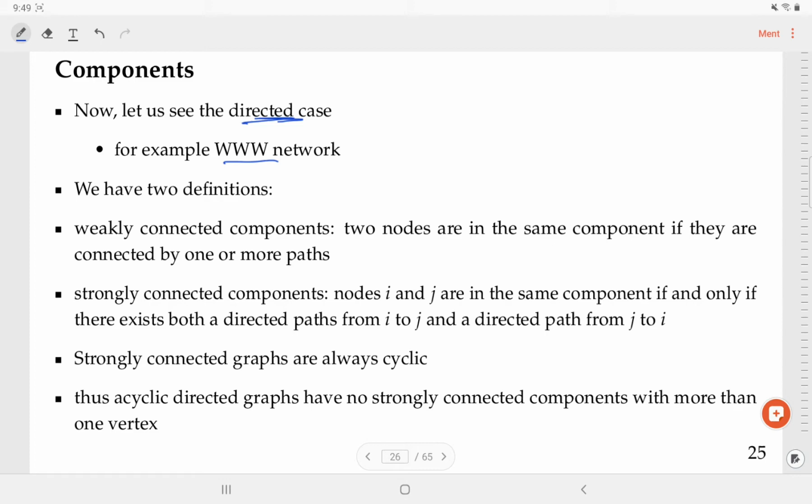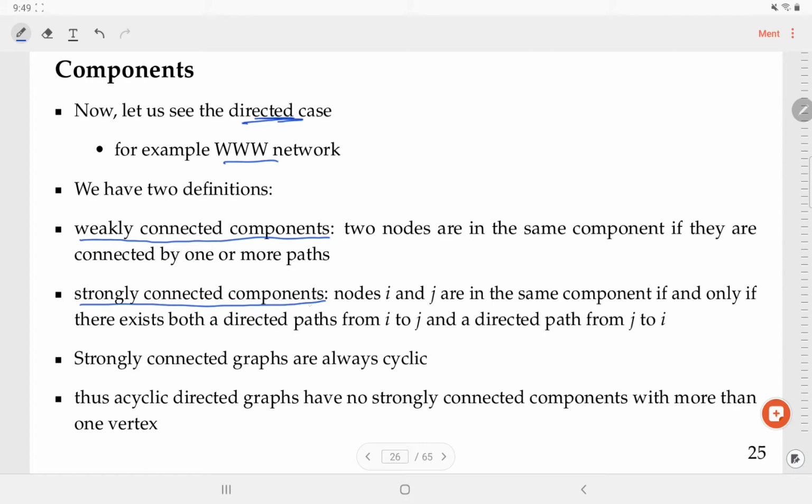Still, we need to change the way we look at the graphs and the way we consider them in case the graphs are directed graphs. Regarding the components, we have, in this case, two definitions. One is the weakly connected components, and the other one is the strongly connected components. The weakly connected components definition says that two nodes are in the same component if they are connected by one or more paths, whatever direction. Okay, so that's cool.